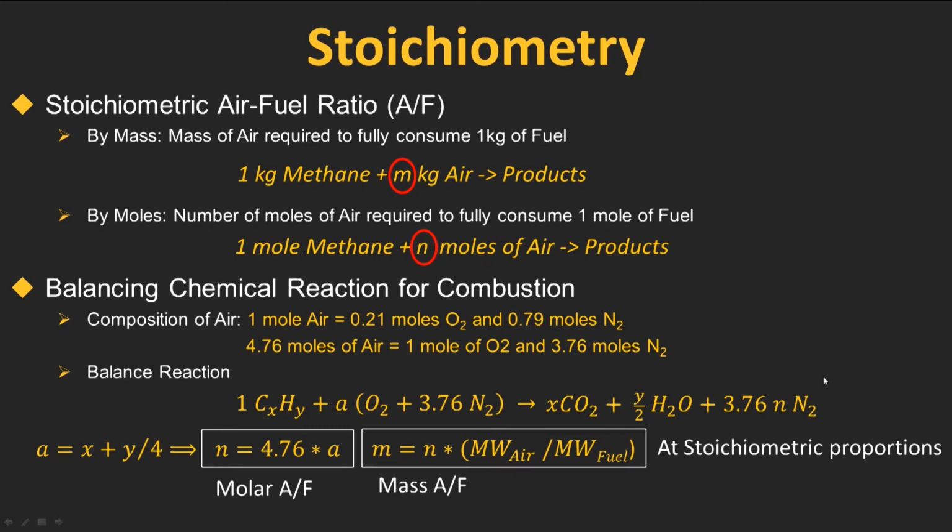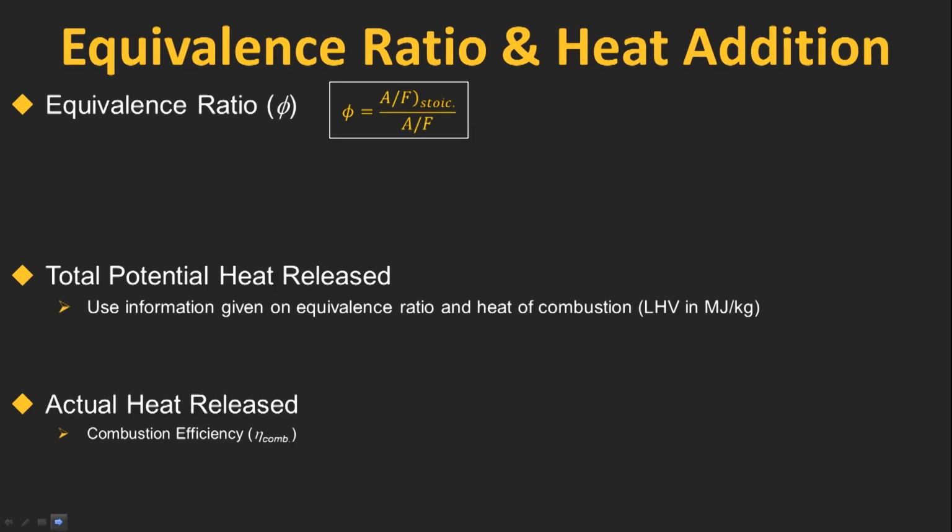Similarly, the stoichiometric air-fuel mass ratio is simply n times molecular weight of air divided by molecular weight of fuel. This is because the ratio of molecular weights allows us to convert from molar to mass ratio. Let me also point out that these expressions can be used to evaluate hydrogen as a fuel by simply setting x equals 0 and y equals 2. Now that we've understood how to calculate stoichiometric proportion of fuel to air for hydrogen and other hydrocarbon fuels, let us introduce the concept of equivalence ratio, which allows us to put different fuels that may have very different air-to-fuel ratios on a common platform.